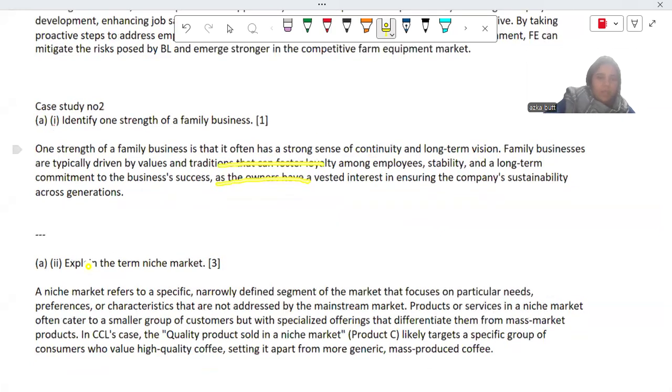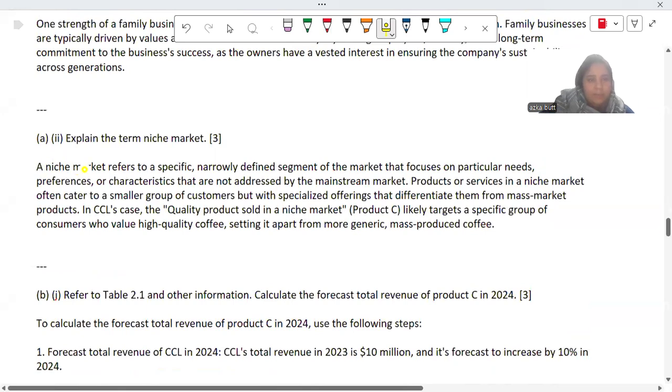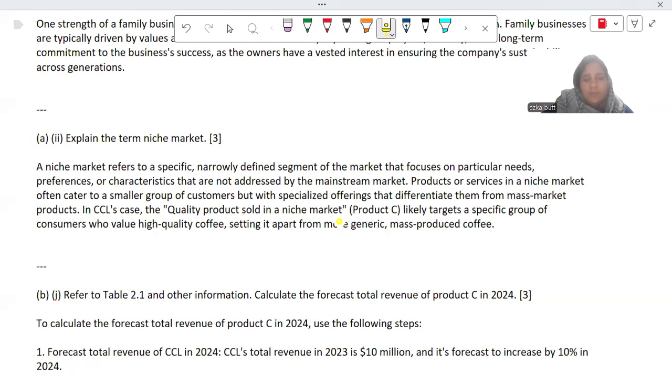Okay. Question A, part 2. Explain the term niche market. So niche market refers to a specific, narrowly defined segment of the market that focuses on particular needs, preferences, or characteristics that are not addressed by the mainstream market. Products or services in the niche market often cater to a smaller group of customers but with specialized offerings that differentiate them from mass market products. So in CCL's case, quality products sold in the niche market, like product C, likely target a specific group of consumers who value high quality coffee, setting it apart from more generic mass produced coffee.